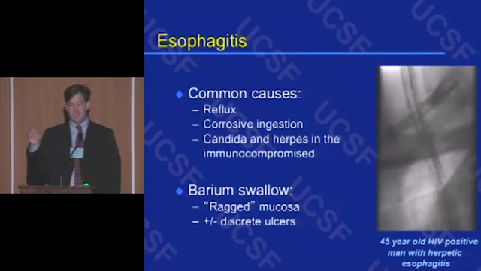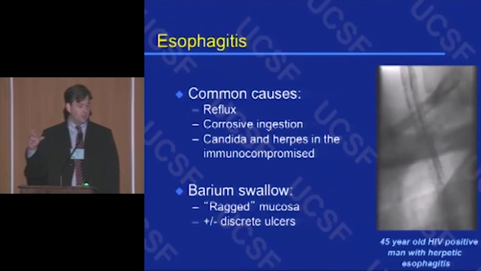Esophagitis is commonly seen. You see a ragged, irregular, nodular fold thickening. It's commonly seen within reflux or prior corrosive ingestion, or with immunocompromised patients. You can see it with candidiasis or herpes. In cases of candidiasis or HIV esophagitis, you can sometimes see these large, discrete ulcers.